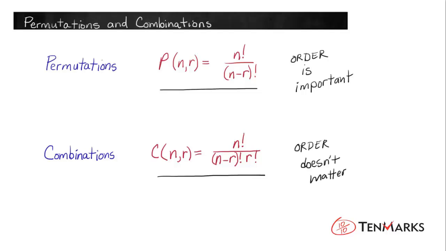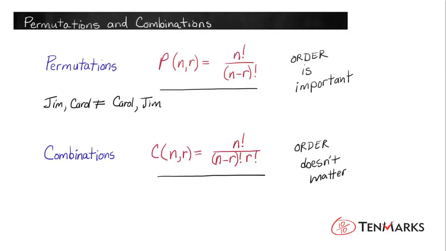In other words, if we're giving two awards, a first place and a second place, let's say, we choose Jim for the first place award and Carol for the second place award. That's not going to be the same as choosing Carol for the first place award and Jim for the second place award. So the order is very important here.